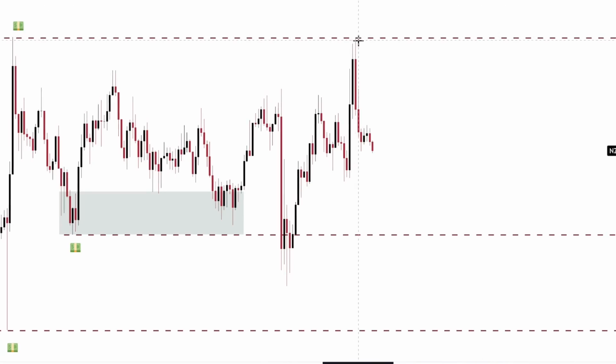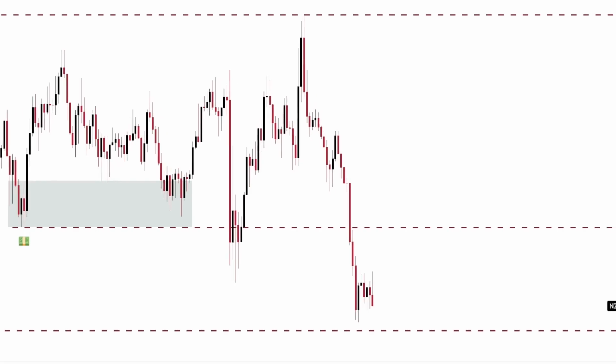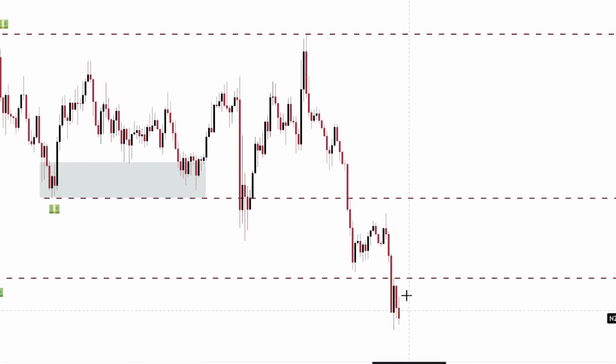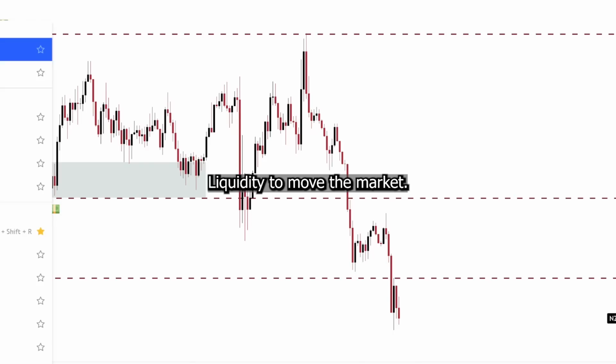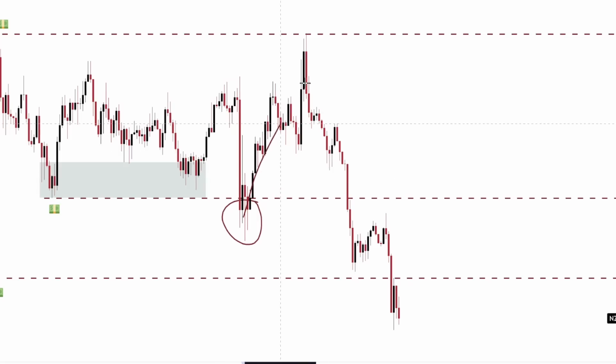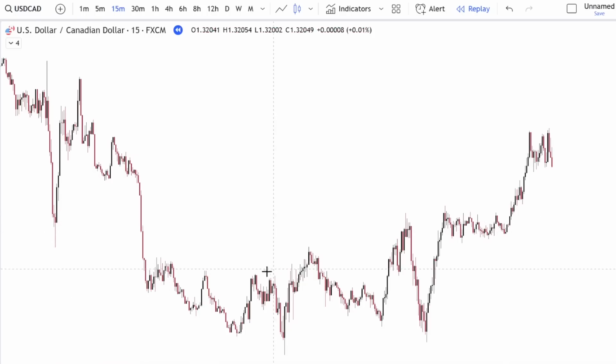And price took this level out. And eventually, price took the lowest level out. So as you can see, price moved liquidity to liquidity. Price needs liquidity to move the market. And if you trace all the moves, price took this level, went up here, took this level, and then came down here and took the last level. So let's start marking out liquidity.